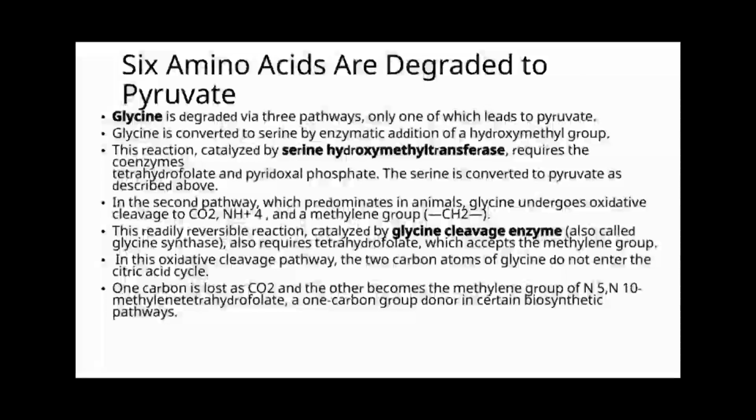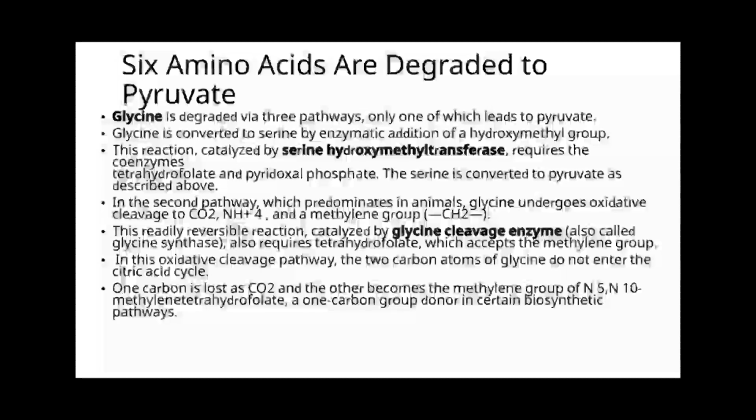It's important to note that in this oxidative cleavage pathway, the 2 carbons originally present in glycine don't go into the citric acid cycle. Instead, 1 carbon is released as CO2, and the other becomes part of a molecule called N5,N10-methylenetetrahydrofolate. This molecule is important because it donates 1 carbon groups in various biosynthetic pathways, linking amino acid degradation to broader metabolic processes.